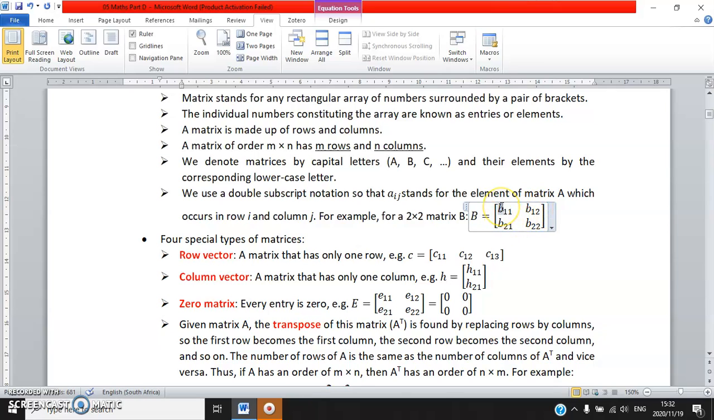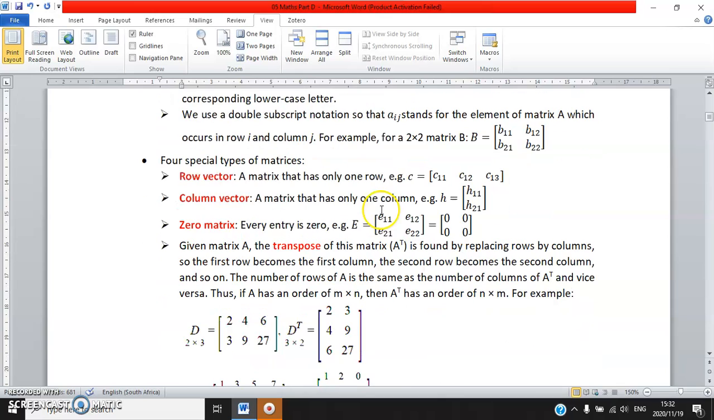B11 means coming from the first row and first column. B12 would mean the entry or the element located in the first row, second column. And then B21 actually means the element located in the second row, first column. Finally, B22 means the element located in second row, second column.